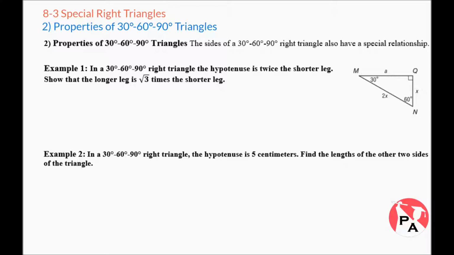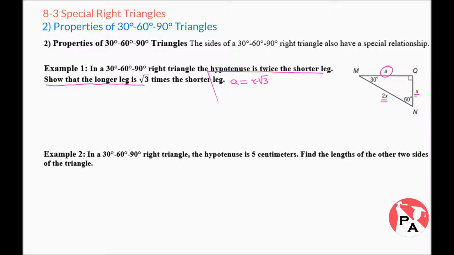It says the hypotenuse is twice the shorter leg. In a 30 degree, 60 degree, 90 degree triangle, the hypotenuse is twice the shorter leg. Here's the hypotenuse. It is given 2x. The shorter leg is given x. As you see, it is 2 times the shorter leg. So we have nothing to do with that part. What we need to do is show that the longer leg, which is given as a, is radical 3 times the shorter leg. The longer leg is equal to radical 3 times the shorter leg.